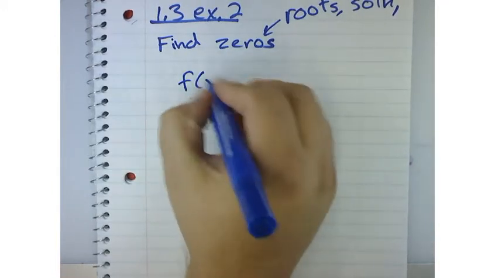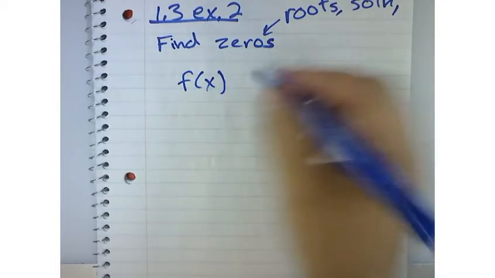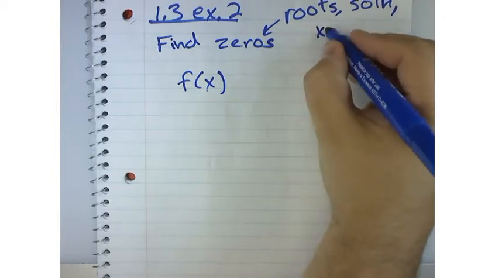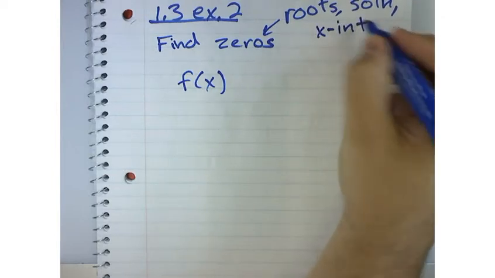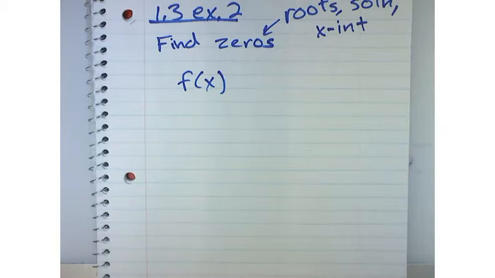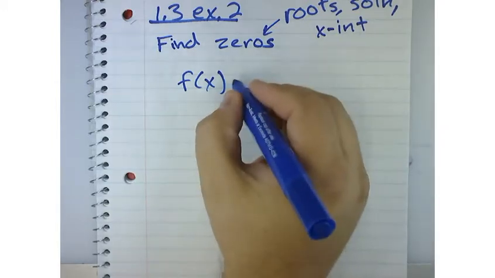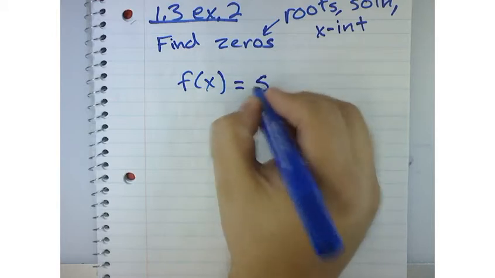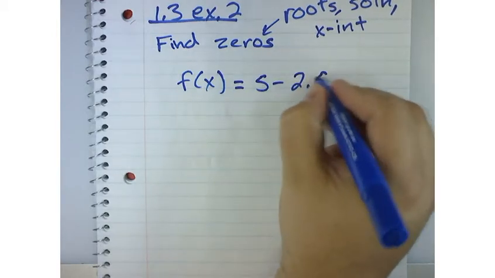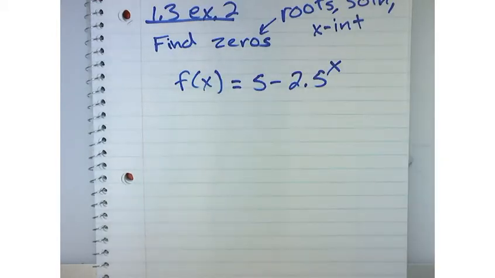Now we always do it of polynomial functions, and that's also usually the x-intercept, right? Because the x-intercept occurs when y equals 0. So we can find these graphically if I have the function 5 minus 2.5 raised to the x.